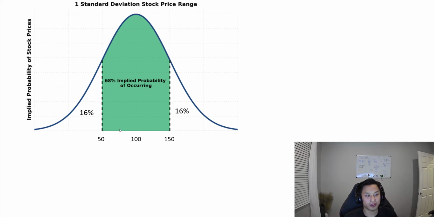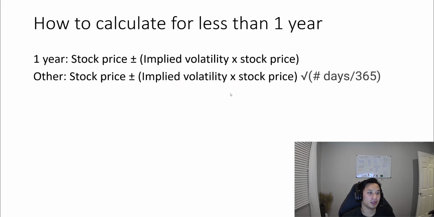And this is why if there's a higher IV, people are willing to pay more, because you have such a wider range, okay? So how do you calculate if it's less than a year? This formula that I gave you earlier only calculates for a year. So basically what you're doing is taking the stock price, which is 100, multiplied by implied volatility, which is 50%, times 100, right? That's kind of like plus or minus. That's what we used before.